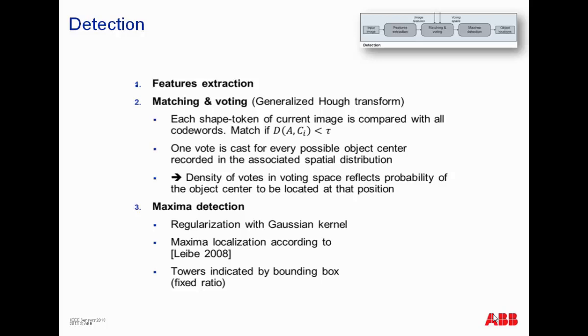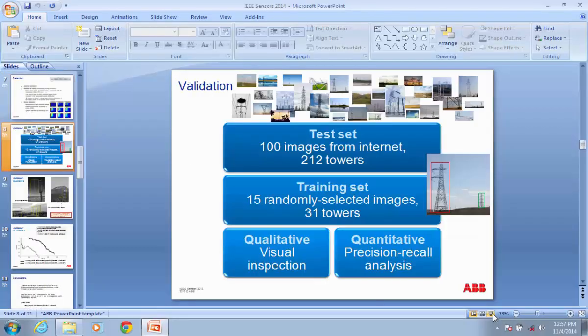So what we do first is a bit of regularization in order to avoid local minima that are not meaningful. And then we localize maxima according to a method that is again taken from the literature described in our paper. And finally, we indicate the towers by, for the moment, a bounding box with a fixed ratio. That's not great because in reality you have things like occlusions and different types of towers, but it's a good start. I have no idea why PowerPoint doesn't work the way I wanted, but let's go on.